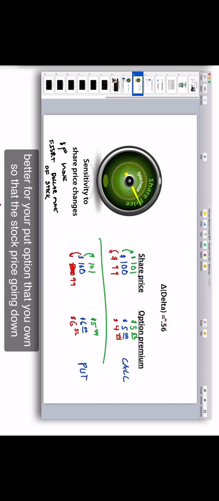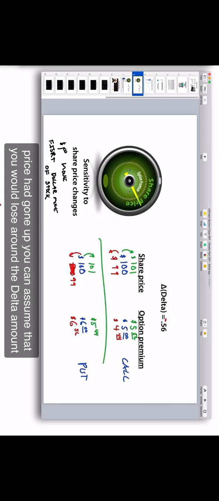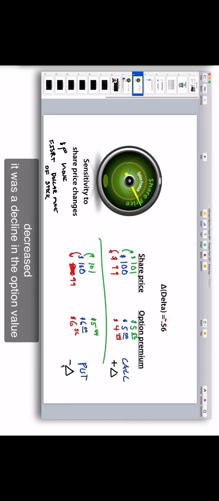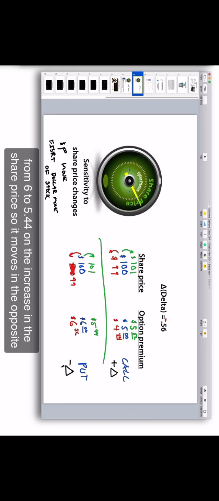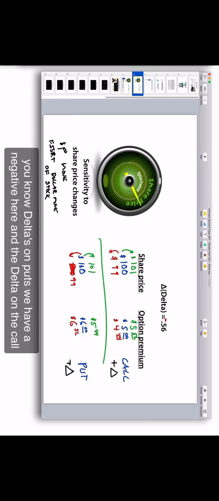So the stock price going down actually causes puts to go up in value. But as Andy's shown here, if the stock price had gone up, you can assume that you would lose around the delta amount of the option. So notice $6 increased to $6.56, the delta amount on the drop, but it decreased. It was a decline in the option value from 6 to 5.44, on the increase in the share price. So it moves in the opposite direction. Just think of the opposite direction. Deltas on puts, we have a negative here, and the delta on the call, we have a positive here.